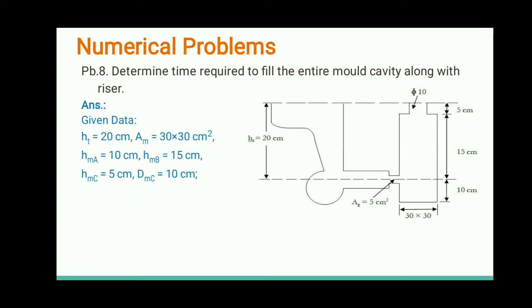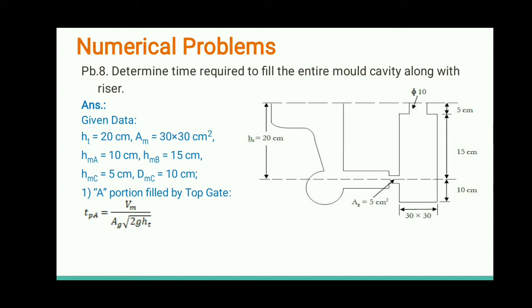These are the data given to you: HT is 20 centimeter, AM is 30 by 30 centimeter square. Height for the A section of the mold is 10 centimeter, for the B section is 15, and for the C section is 5. Diameter of the riser is 10 centimeter. First, the A section we are filling using the top gate. This is the time required to fill it using the top gate.